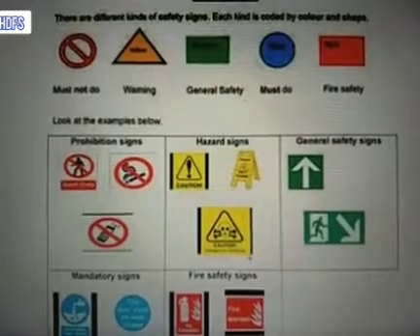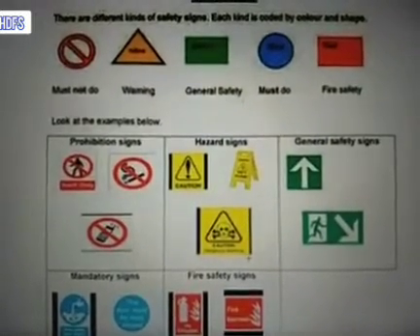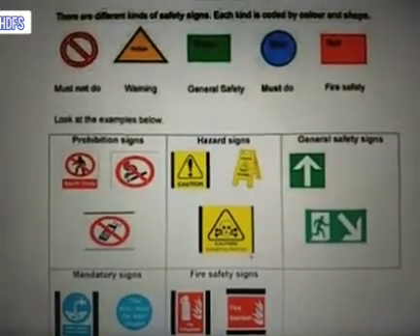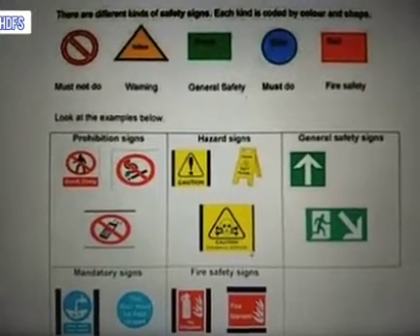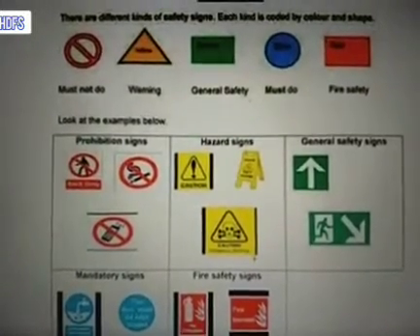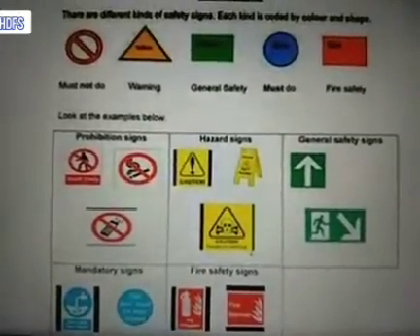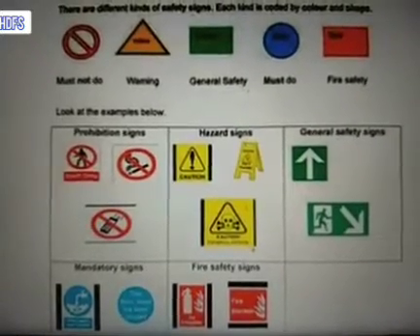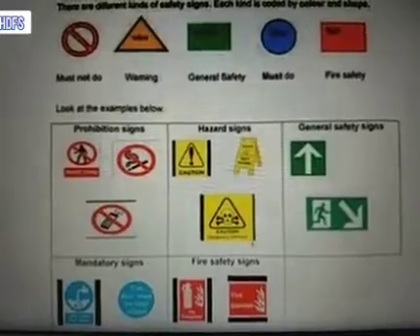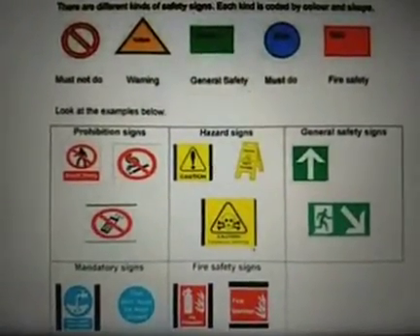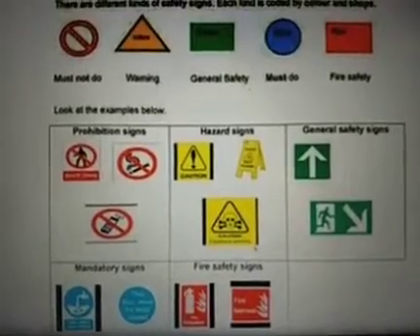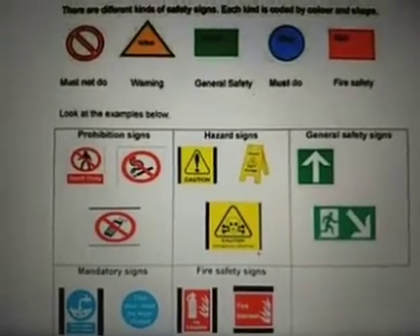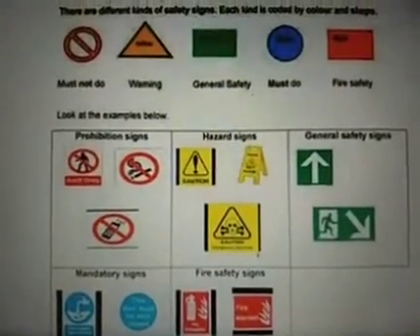Yes, so these different signs and these different symbols that we see around are coded in a specific color and in a specific shape. Some are round in shape, some symbols are drawn in a triangle, some symbols are drawn in a square, and they have different colors. Some are red in color with a cross, some are green, some are yellow, some are blue. So now we will learn today what these different colors and shapes in the symbols mean.